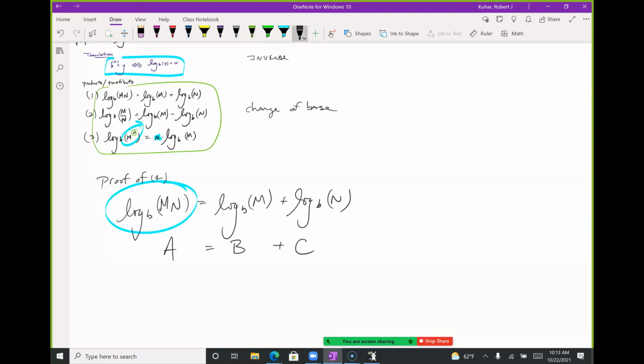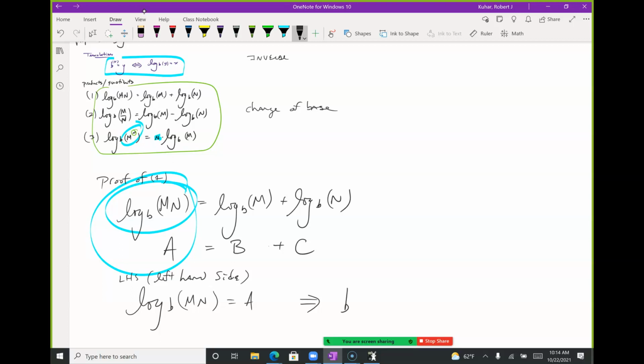Anybody, it's on the page and it's in a blue box. Use the translation. So what am I really saying here? This is my left-hand side. I'm saying log base b of m times n is A. I want to translate that to what? What's the base? B, right? So b to the what? To the A. Yes, b to the capital A equals m times n.